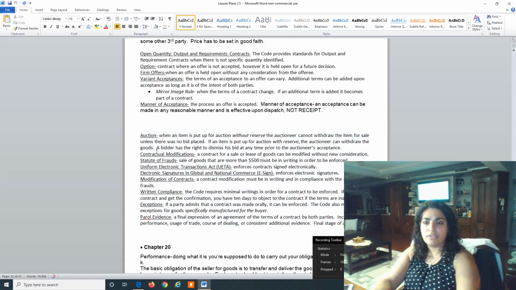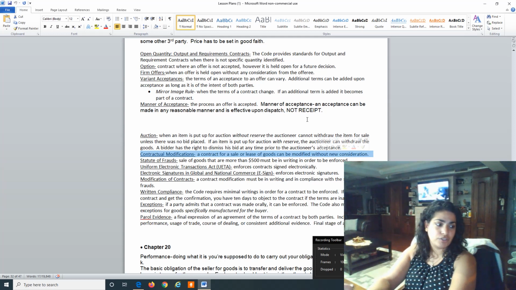Contractual, here, again, none of this is stuff for you to write down. This is just information. A contract for sale can be modified. Under the UCC, actually, a contract for sale can be modified without new consideration, meaning as long as both parties agree to modify a particular term of a contract, it's fine and good.